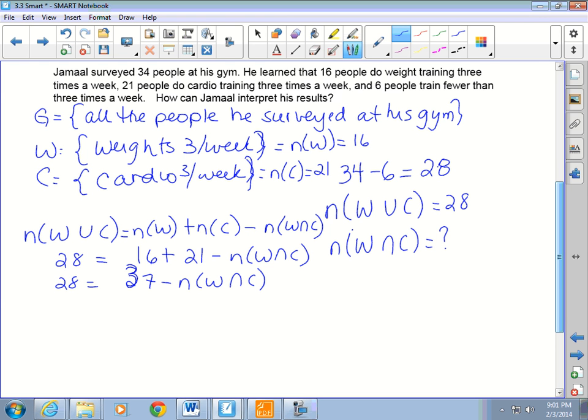So in order to solve for this, if I bring my 37 over, I'm going to have negative 9 is equal to negative the number of that. Get rid of my negative, so it's just 9 is equal to the number who do weights and cardio. So now, because I have that information, I can set up my results to interpret this.